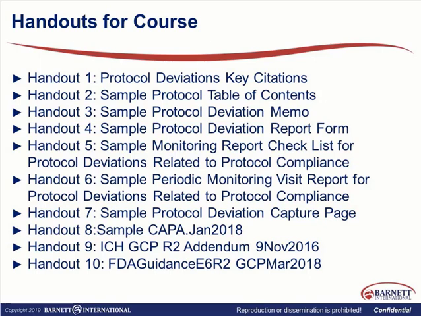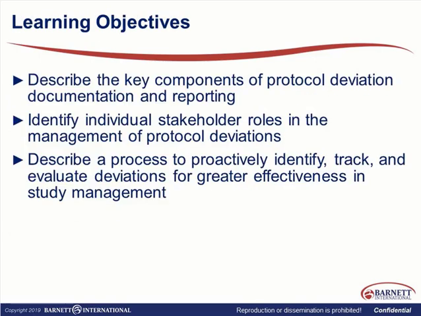For this course, we have several handouts which are listed here on the slide, and I will refer to some of these handouts during the course. Our learning objectives today: we're going to describe the components of a protocol deviation and documentation and reporting, looking at the stakeholder roles when it comes to management of protocol deviations, and proactively identify the process in which we are going to not only track our deviation, but also have an evaluation of the deviations to have a better management in our clinical trial, because we know that protocol deviations is something that the regulatory authorities look at, but we also look at this as well.